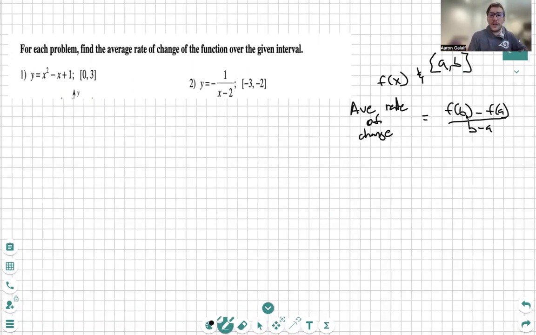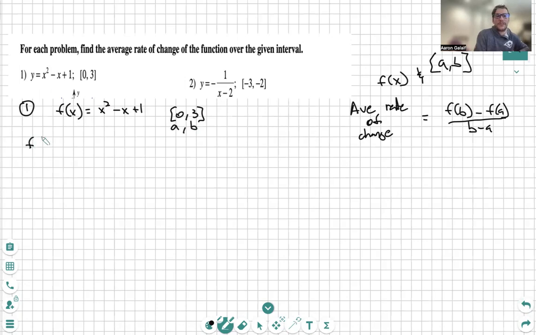We're going to plug in for f of b. We're going to plug in for f of a. Problem solved. So let's jump straight into it. Number one, our equation is f of x is equal to x squared minus x plus 1 on the interval from 0 to 3. My beginning is 0. My end is 3. So a is 0, b is 3.